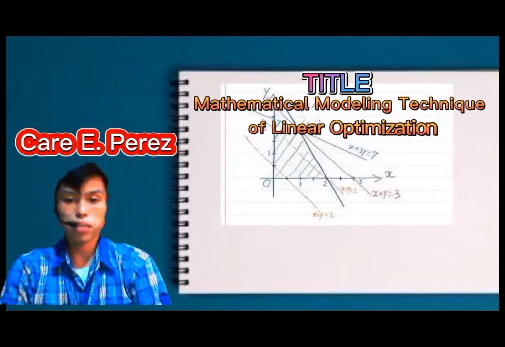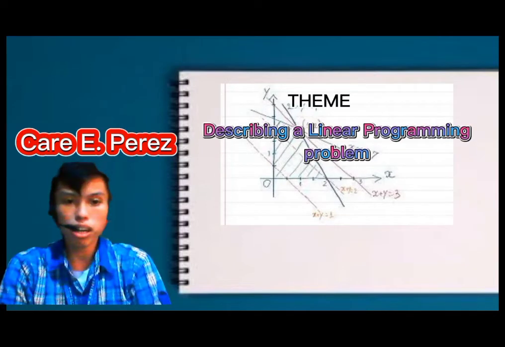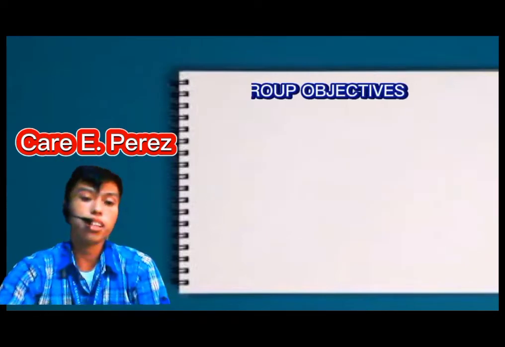This topic is titled Mathematical Modeling Technique of Linear Optimization with a theme of describing a linear programming problem. And these are the group objectives.